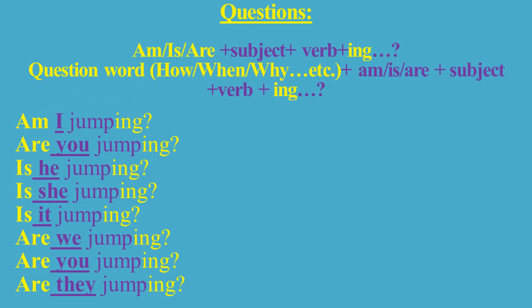And how do we make questions with present continuous? We usually make it with the formula, that is am, is, are plus subject plus verb with an ing ending. Or we may also use the formula that is question word, which can be words like how, when, why, etc. Then am, is, are, then subject, then verb with an ing ending. And you may see some examples on the screen.